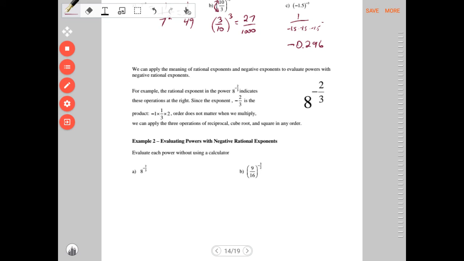So we can apply the meaning of rational exponents and negative exponents to evaluate powers with negative fractional exponents, negative rational exponents.